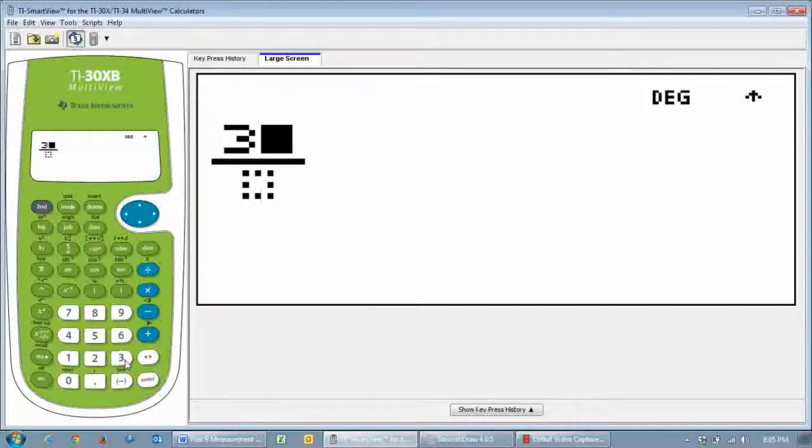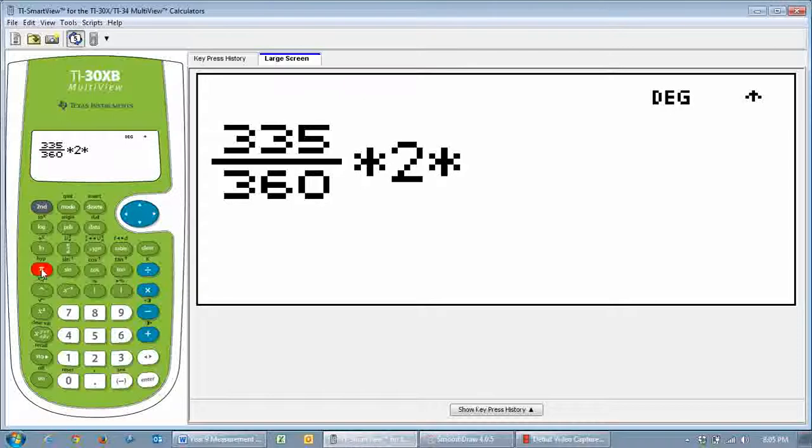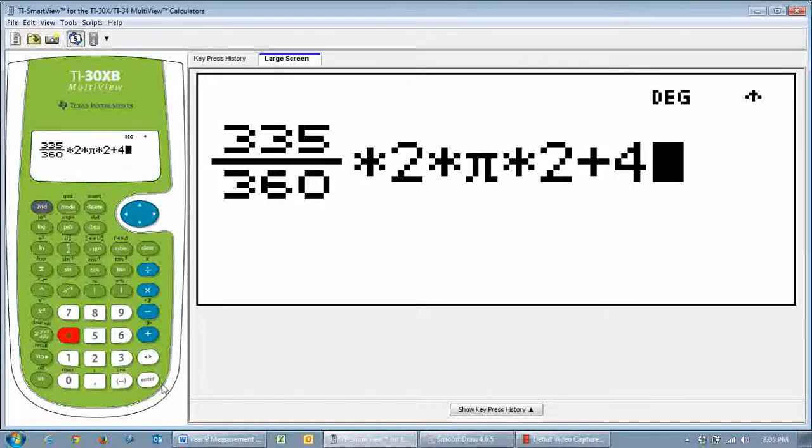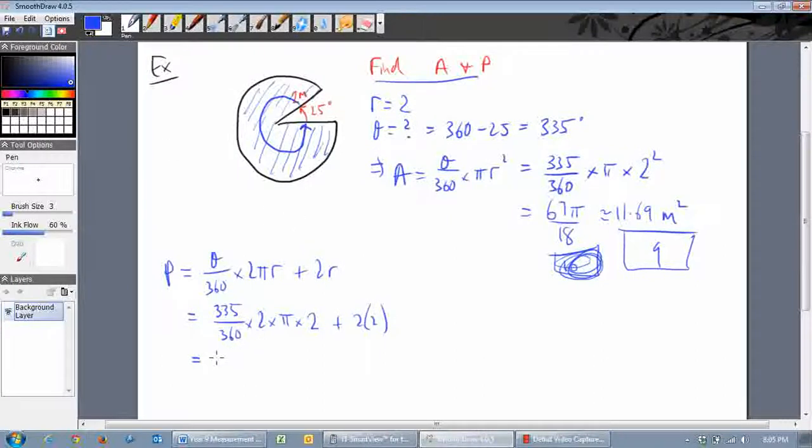335 over 360, I'll just clear it, it's getting a bit messy. Fraction 335 over 360 times 2 times pi times the radius, which is 2, wasn't it? Pretty sure it was. I forget now. All of that plus 2 times 2, which is 4. Enter, grand total of 15.69. That's it. And again, we're in meters, so there we go. Hope that makes sense. That's sectors.